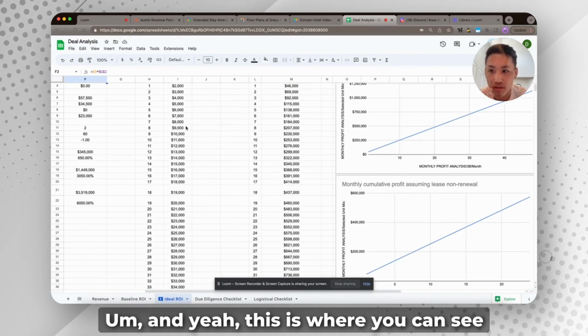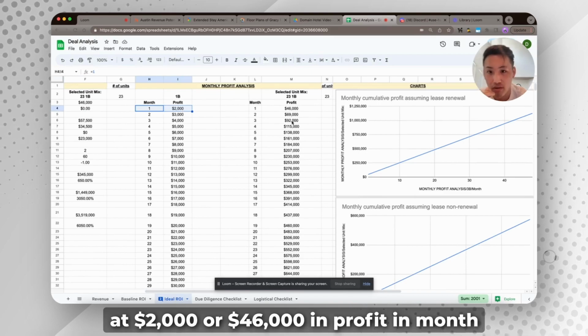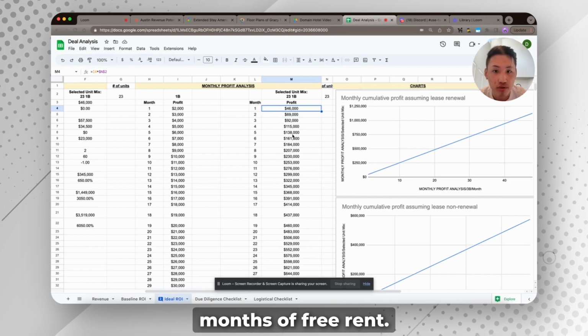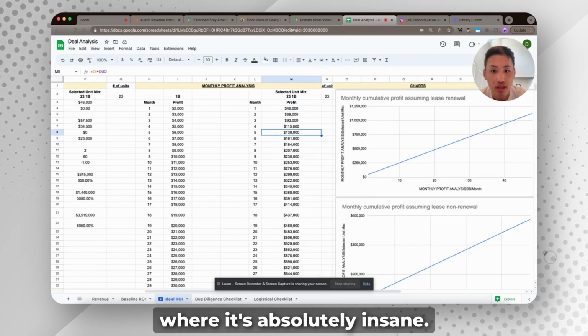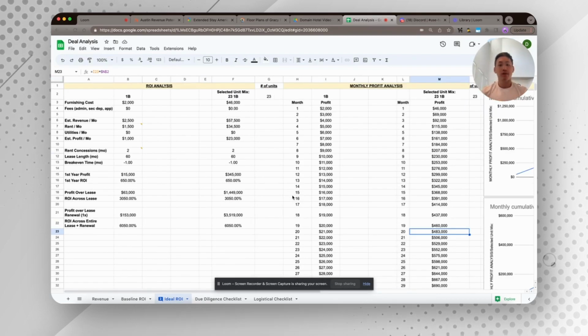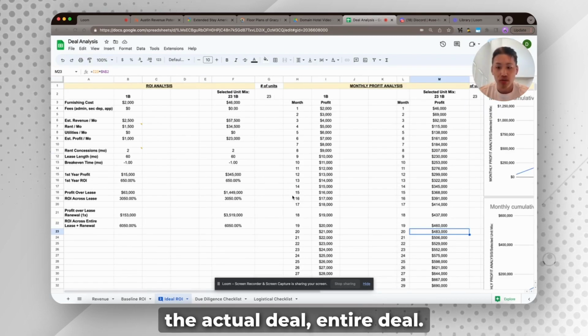And yeah, this is where you can see month 1, I'm literally going to be at $2,000 or $46,000 in profit in month 1 already because of the months of free rent. And you can see this is where it's absolutely insane. I'm in profit right away, and the profits that are going to be generated are going to be crazy. So, okay, the ROI checks out across the actual entire deal.